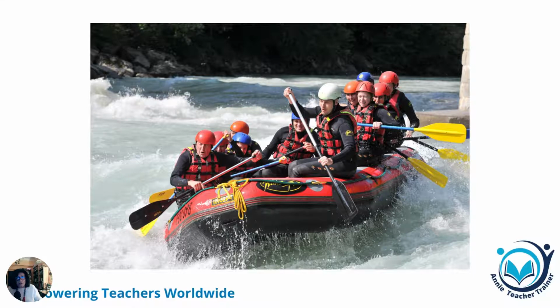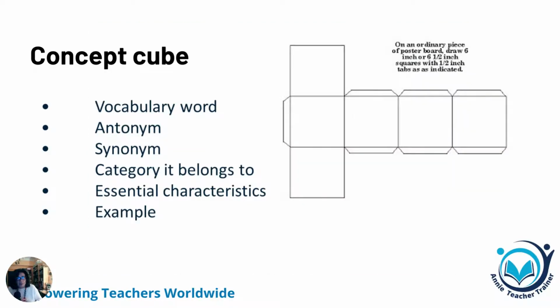You can play with a concept cube. A concept cube is a fun thing to do to practice word functions, to employ word parts. Students receive a 6-square cube, which will eventually be folded into a 3-dimensional cube. And on each of the squares, they have to write down a vocabulary word, an antonym, a synonym, a category it belongs to, essential characteristics of the words, an example.